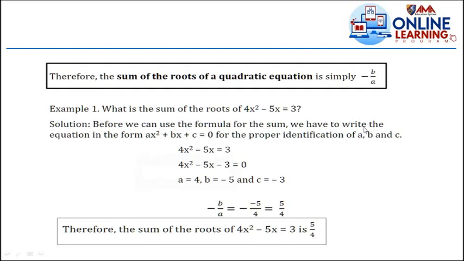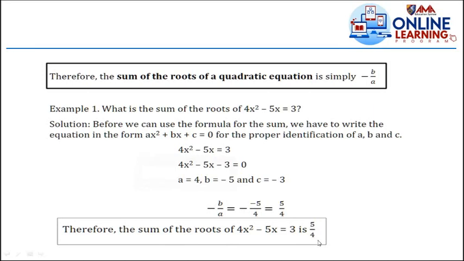And if we're going to use the formula, the sum of the roots of a quadratic equation is simply negative b all over a, negative b all over a. So we have negative 5 all over 4. The answer is 5 all over 4. Therefore, the sum of the roots of 4x squared minus 5x is equal to 3 is 5 all over 4 po siya.